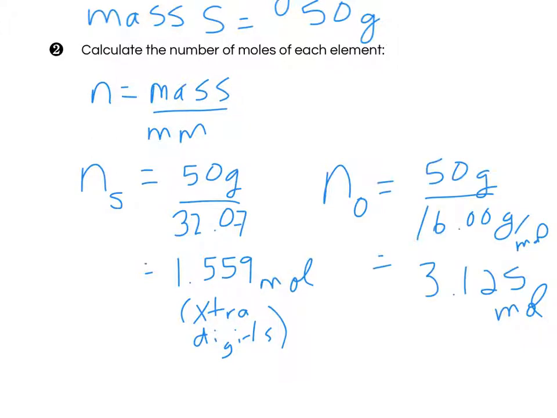All right, so I've carried some extra digits. I've reminded myself that I need to include units here, which I forgot in the last step. And I've got my number of moles of both oxygen and sulfur. All right, we're ready to move on to our next step.